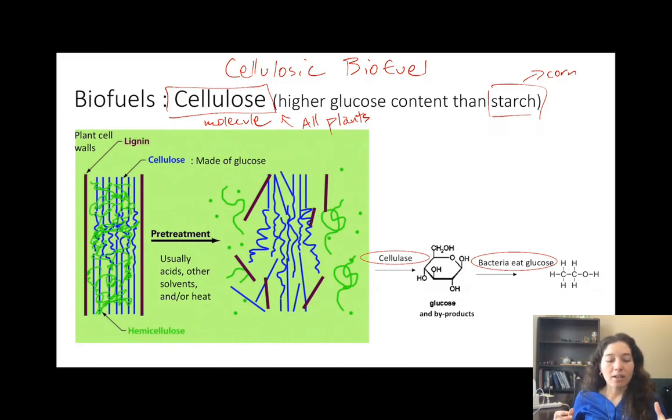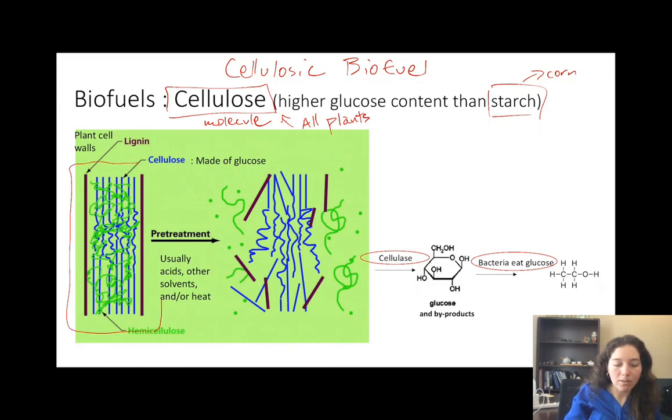So this is how our cellulosic biofuel is made. We have our plant cell walls, and inside our plant cell walls are cellulose. That's what they're made up of. They're made of glucose molecules. And remember, I had said that bacteria eat glucose and turn it into ethanol, which is perfect for us.